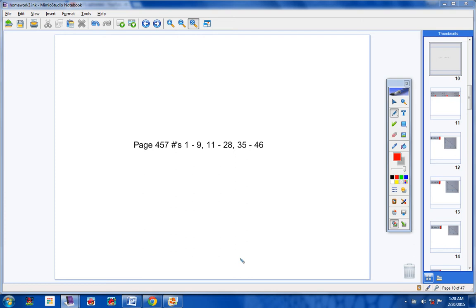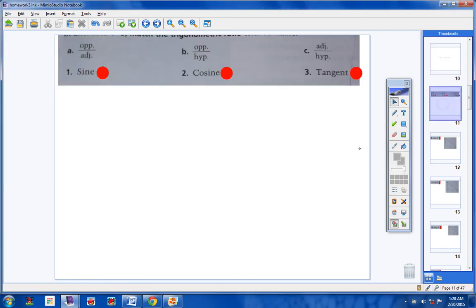Let's go ahead and get started with these problems. Here we go. Let's take a look first of all at numbers 1, 2, and 3. The directions say to match the trigonometric ratio with its name.